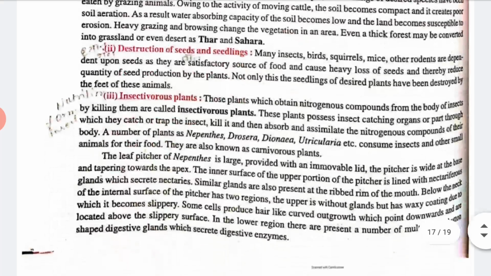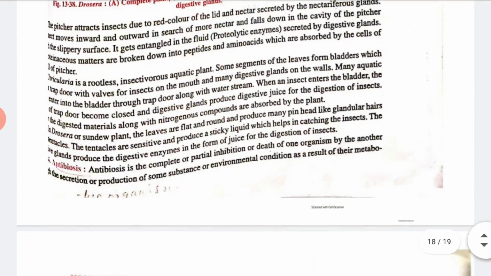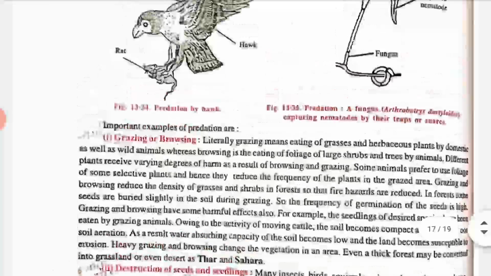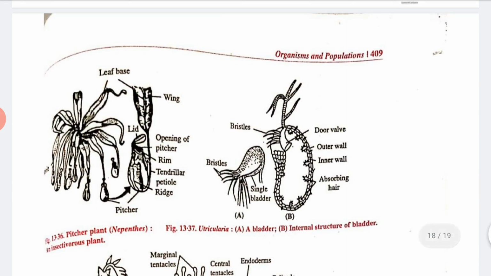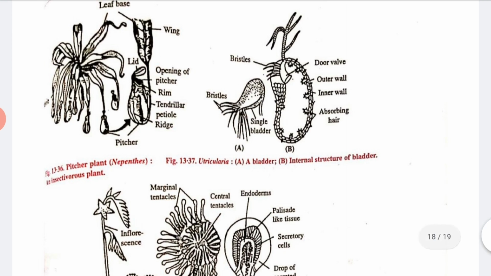Now next we have antibiosis. What is antibiosis? No, before antibiosis we have some examples, that is grazing or browsing, and destruction of seeds and seedlings. Many insects, birds and rodents are dependent upon seeds as a source of food, which causes heavy loss of seed. Or insectivorous plants, which obtain nitrogenous compounds from the bodies of insects by killing them. See here, this is the pitcher plant, an example of an insectivorous plant, and we have many other examples.